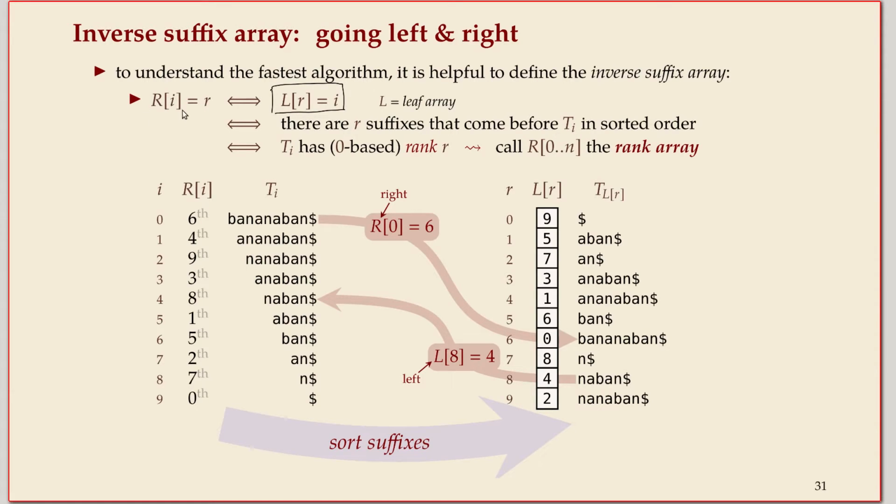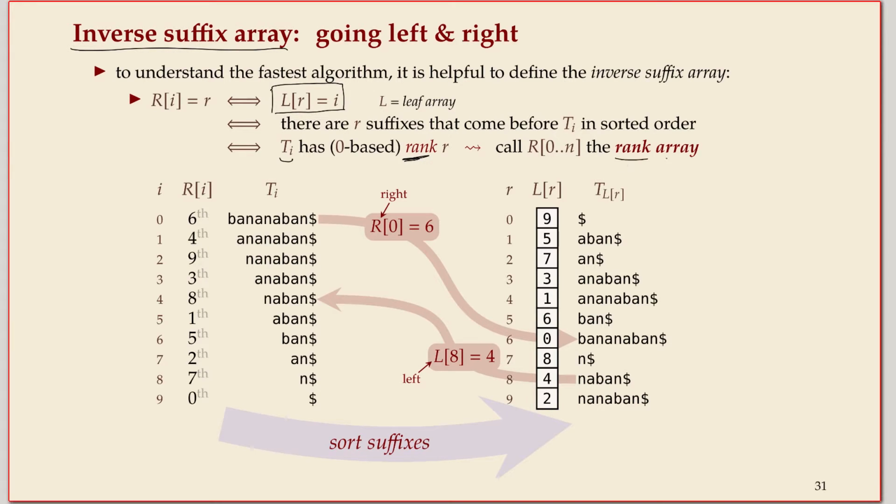Now I'll define a second array R, which is just the opposite. R of i is r, small r, if L of r is i. So it's the inverse. That's why it's called the inverse suffix array. And if this is the case, that's the same as saying there are r suffixes that come before the ith one in sorted order. That's the same as saying this suffix T_i has rank r, again starting at 0 as always. And from this definition is where this R gets its name from.